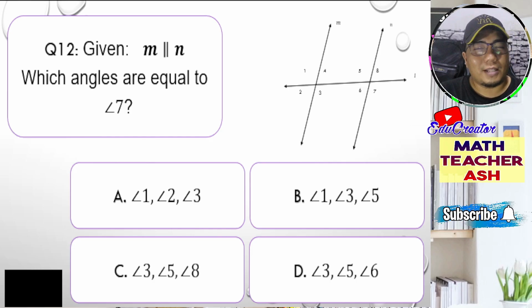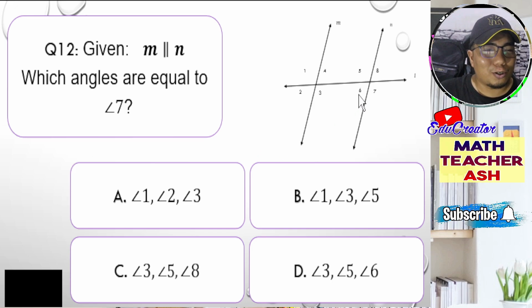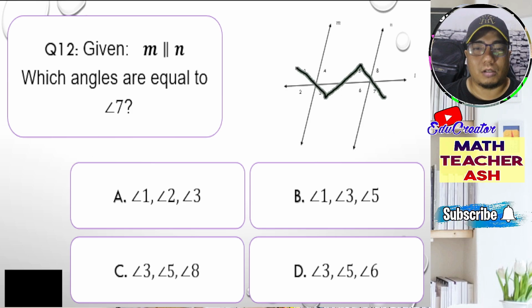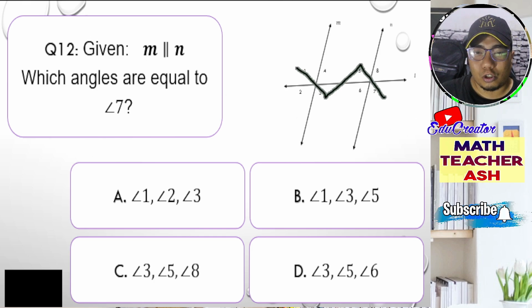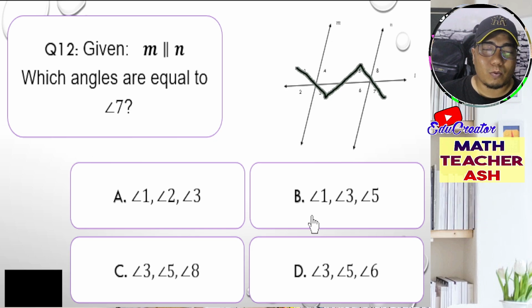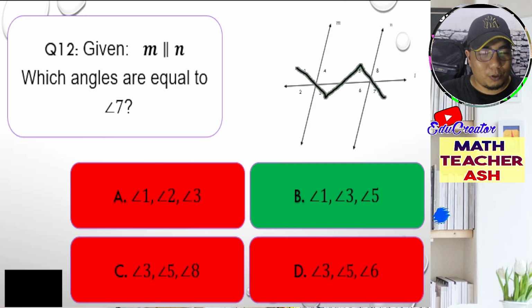Okay, my dear math learners, the technique here is very simple. What you need to do is just apply the zigzag motion. So, with your given angle 7, in order to make a zigzag motion, this is the way you will be doing this. Let me just show you the way. Zigzag motion is like this. So what are those angles that touch this zigzag motion? We have 7, 5, 3, and 1. So the correct answer for this question is letter B. Alright, so we are correct, my dear math learners. I hope you got that one.